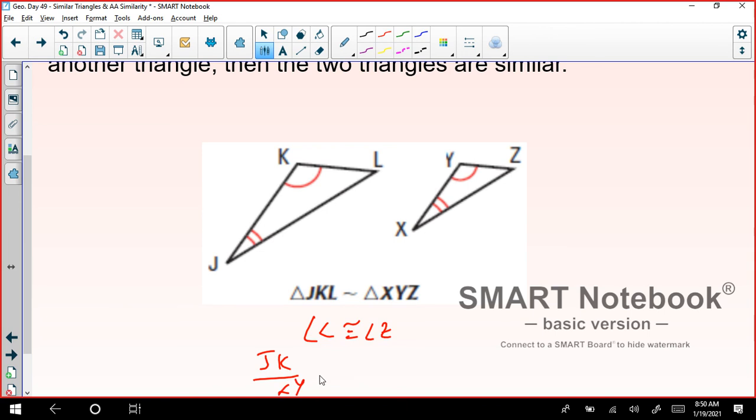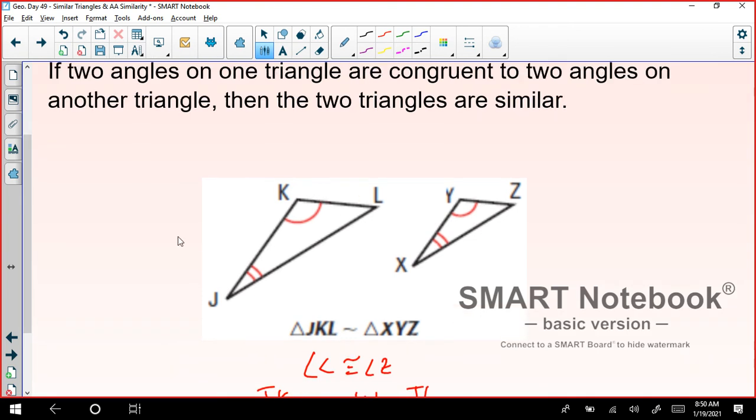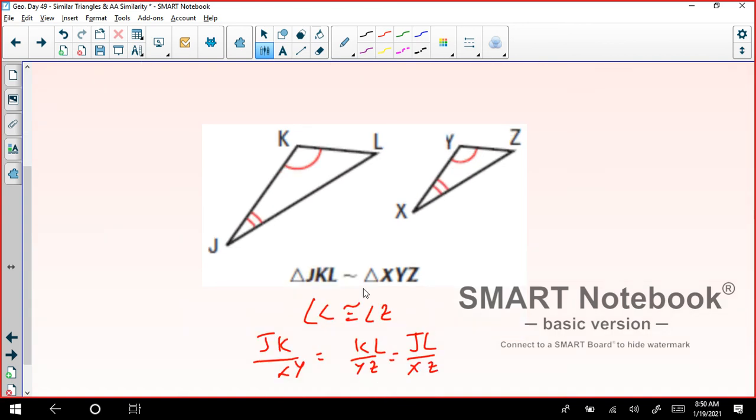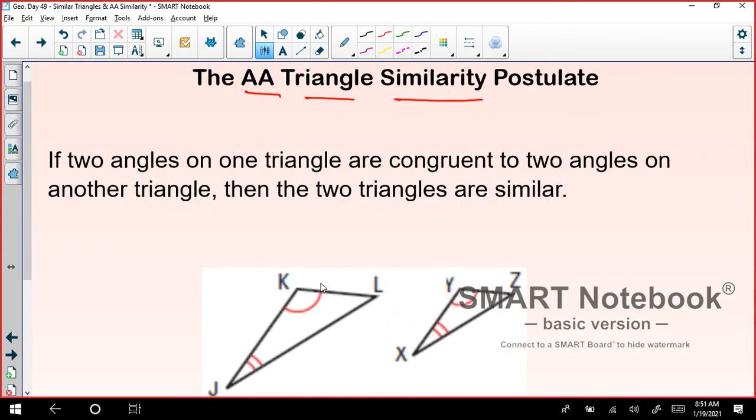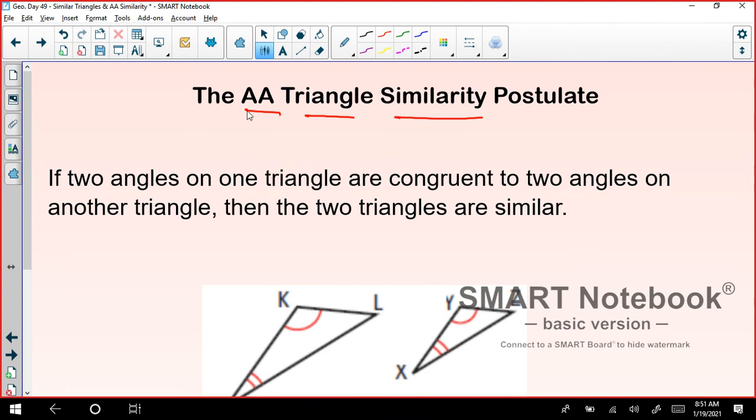XY equals KL over YZ equals JL over XZ. Okay. So from triangle similarity, we can get this also. So whenever we have two angles congruent in two triangles, then we can also say that the two triangles are similar, which means we can also use this information whenever just two angles are congruent to another two angles in the triangle. Okay. Let's see a few problems based on this triangle similarity postulate, the AA similarity postulate.